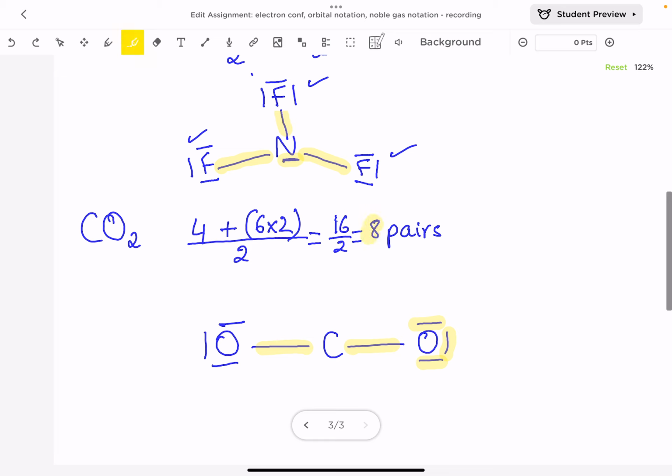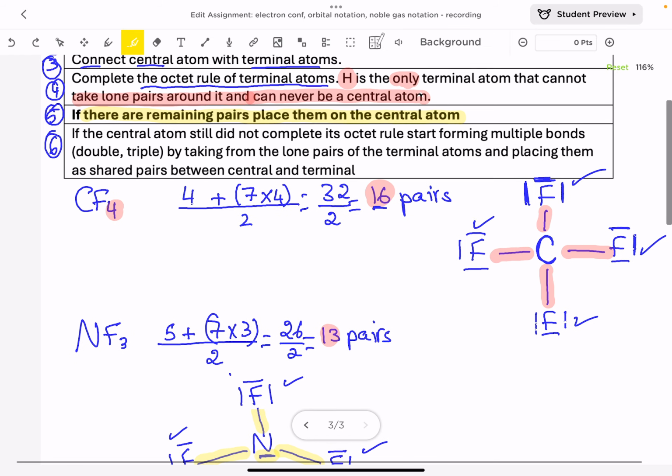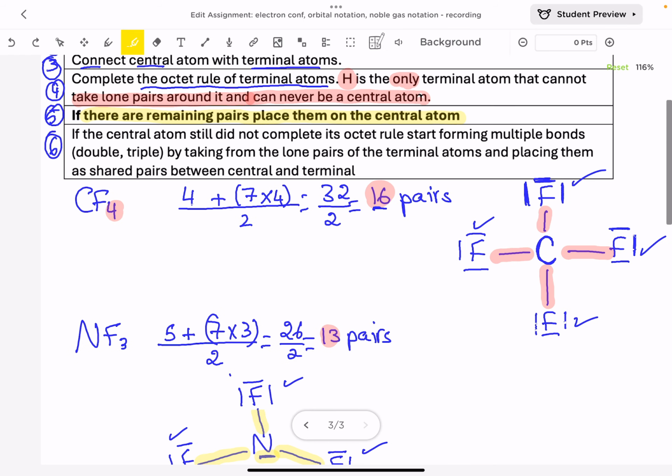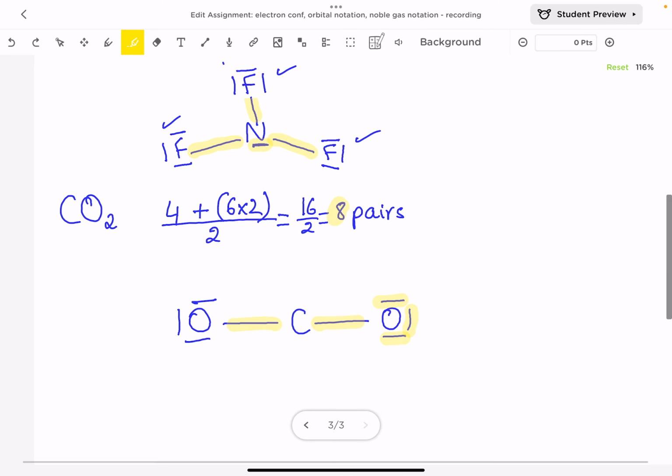However, the central atom carbon did not complete the octet rule. In this case, we start taking lone pairs from the terminal atoms and placing them as shared pairs between the central and the terminal. So what I'm going to do, this pair over here, I will take it from oxygen and put it as a common shared pair between carbon and oxygen. And I will do the same on this side. And like this, I created double bonds, multiple bonds. Here, carbon now completed the octet rule.